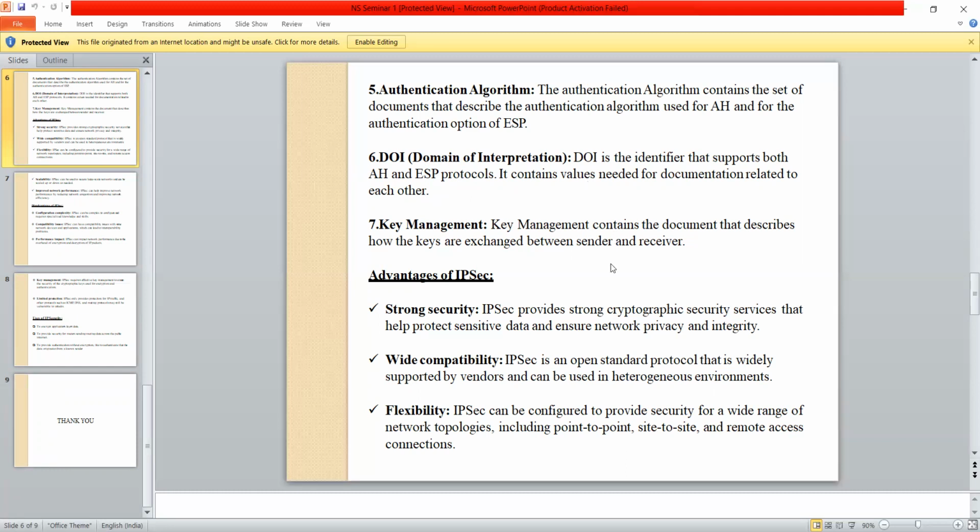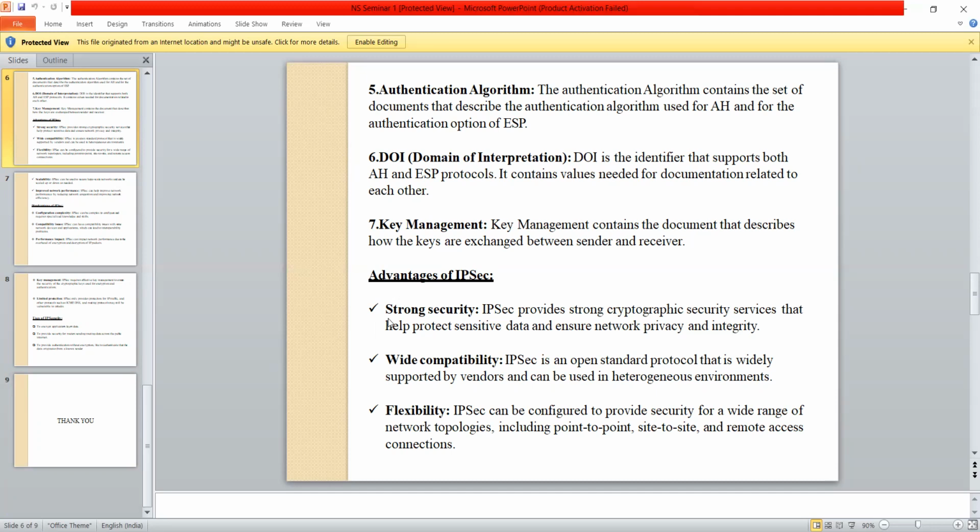Now the key management. At last, in the architecture, we have key management. Key management contains the documents that describe how the keys are exchanged between sender and receiver.